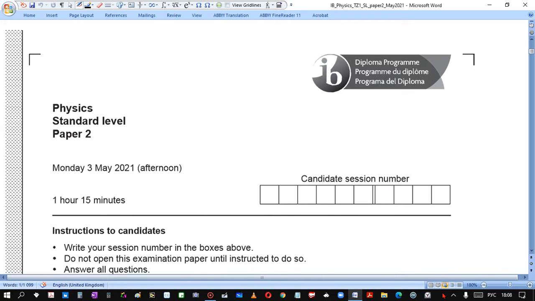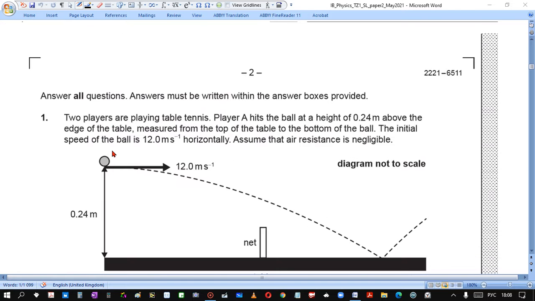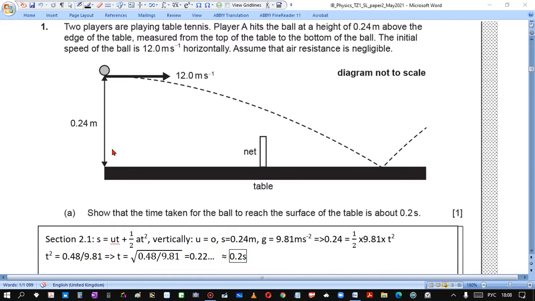Let's start. Paper 2, May 2021, Monday, 3rd of May, 1 hour 15 minutes. First question. Two players are playing table tennis. Player A hits the ball at a height of 0.24 meters above the edge of the table, measured from the top of the table to the bottom of the table. The initial speed of the ball is 12 meters per second horizontal. Assume the air resistance is negligible. Show that the time taken for the ball to reach the surface of the table is about 0.2 seconds.